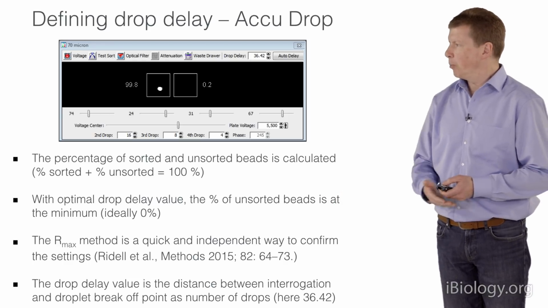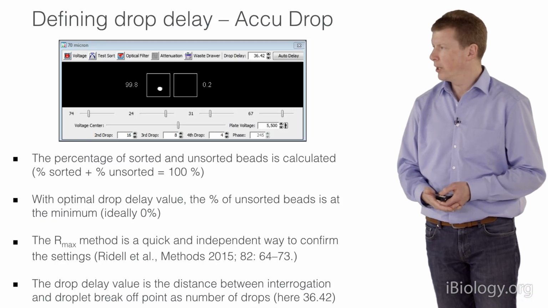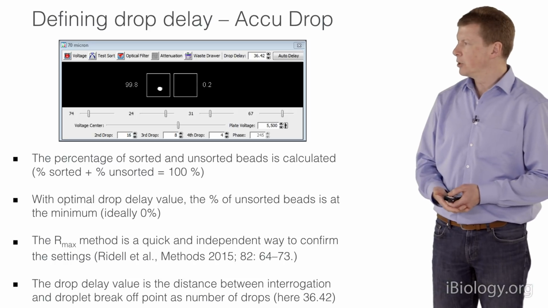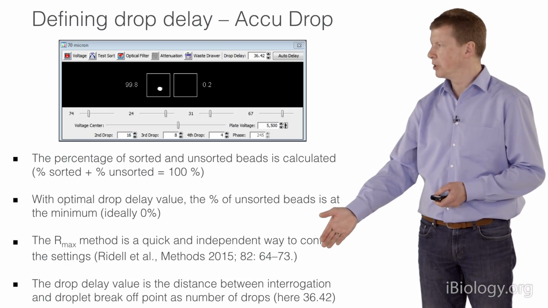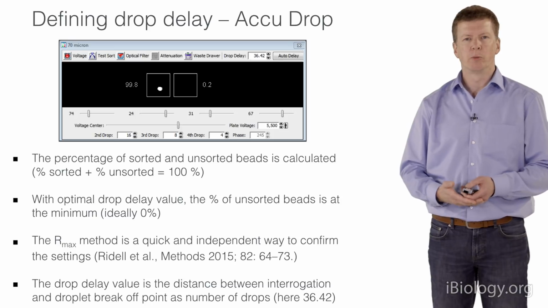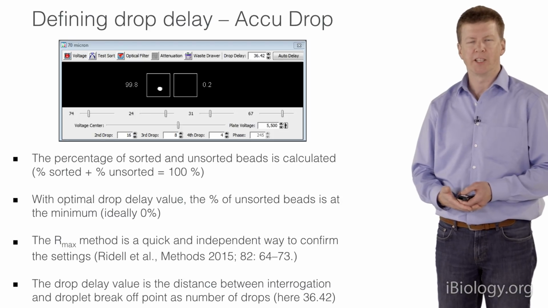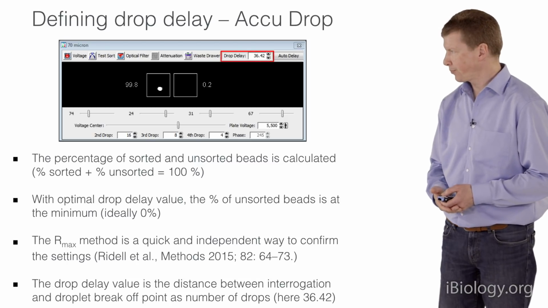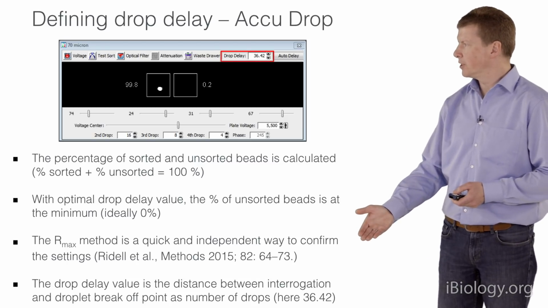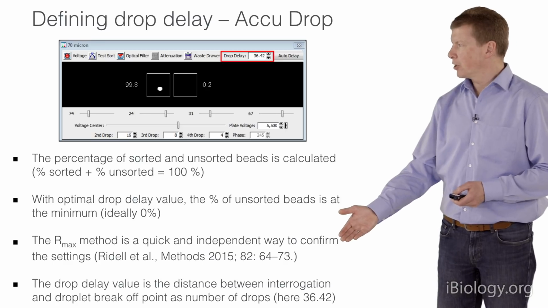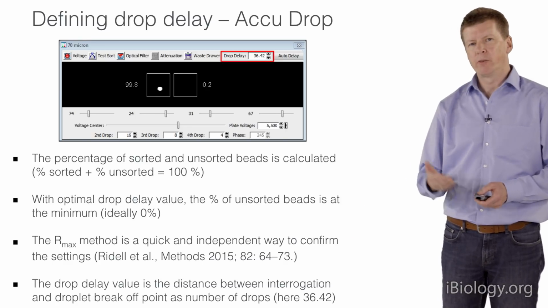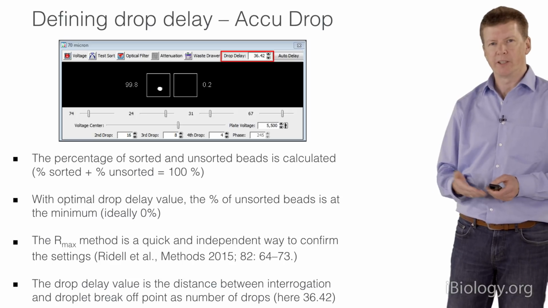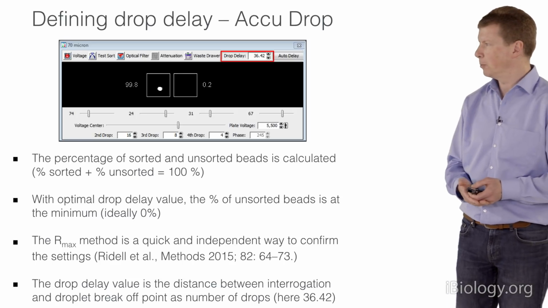There is a method published by a colleague of mine, Andy Riddell, and Rui Gardner, which is called the RMAX method, which is a quick and independent way to prove your instrument settings besides the AccuDrop system. What you can also see is that the actual drop delay values can vary from nozzle size to nozzle size and are actually quite a bit bigger than the one we had in the example.